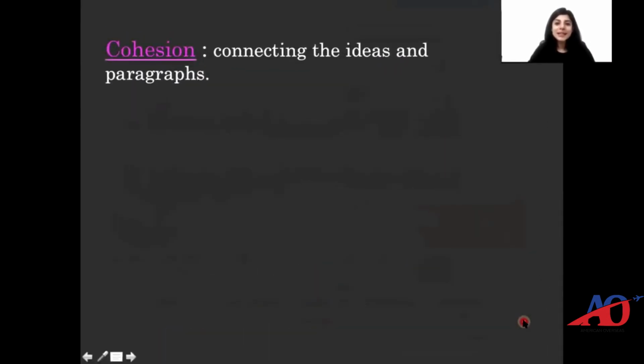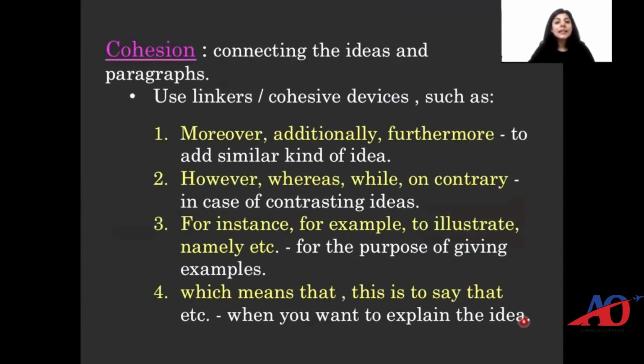Cohesion, on the other hand, is marked on how well you connect the ideas and paragraphs. And this can be done by using linkers and cohesive devices, such as moreover, additionally, furthermore, to add a similar kind of idea. However, whereas, while, on the contrary, in case of contrasting ideas. For instance, for example, to illustrate, namely, etc. for the purpose of giving examples. Which means, this is to say that, etc. when you want to explain the idea.